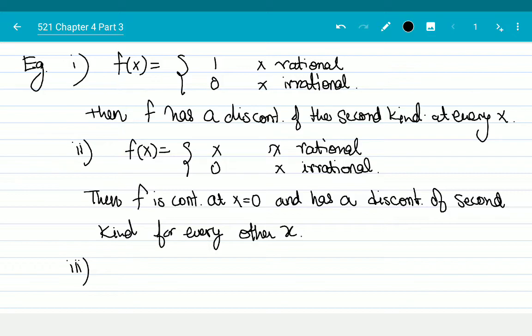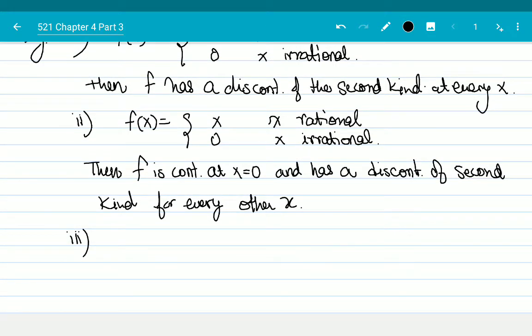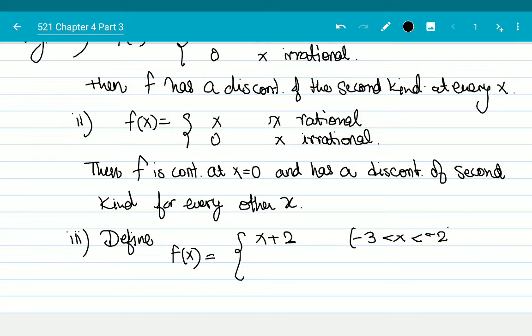Third, let us look at a function which is slightly more complicated. Define f of x is equal to x plus 2 for minus 3 smaller than x smaller than negative 2, which is minus x minus 2 for minus 2 smaller than or equal to x smaller than 0, and x plus 2 again for 0 smaller than or equal to x smaller than 1.